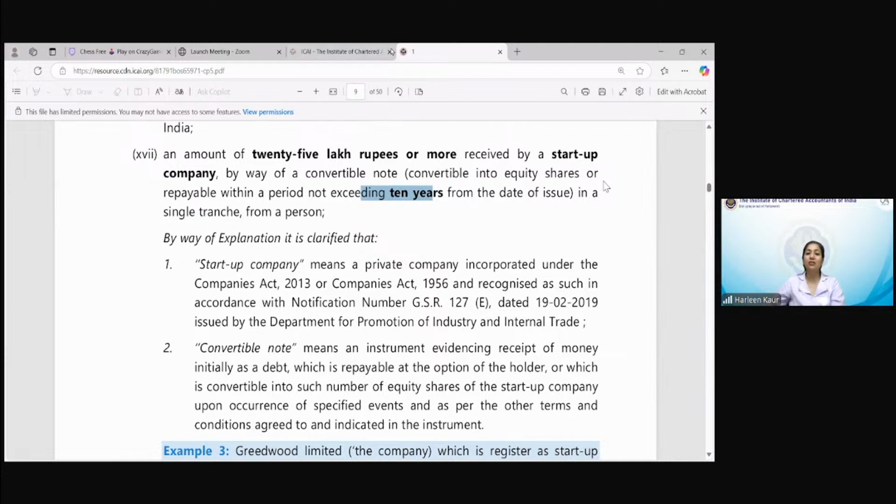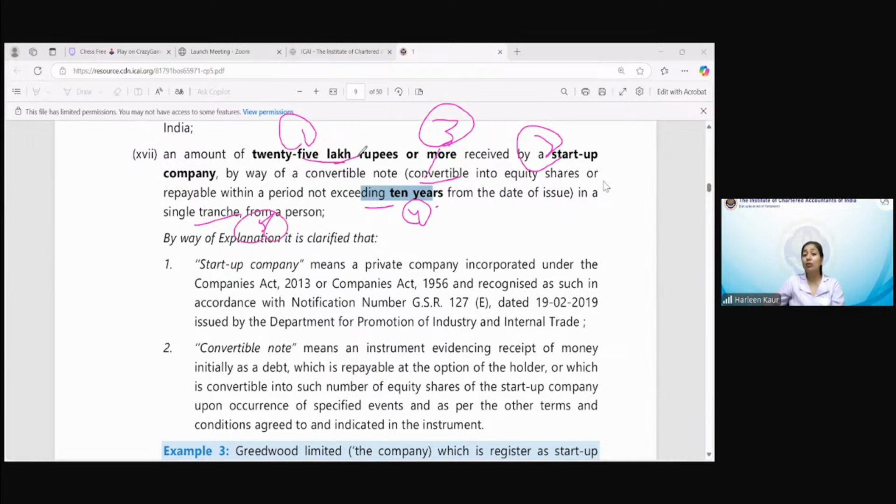So how many conditions are there? There is a limit of 25 lakh rupees or more amount. It shall be received by a startup company. The amount is received by way of convertible note, which means it is going to be converted into equity shares. And what is the time period? For a period of 10 years. In a single tranche, which means in a single transaction.